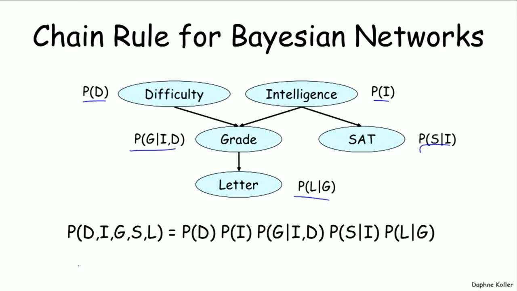So here we have 5 factors. They have overlapping scopes, and what we end up with is a factor product that gives us a big factor whose scope is 5 variables. So what does that translate into when we apply the chain rule for Bayesian networks in the context of the particular example?